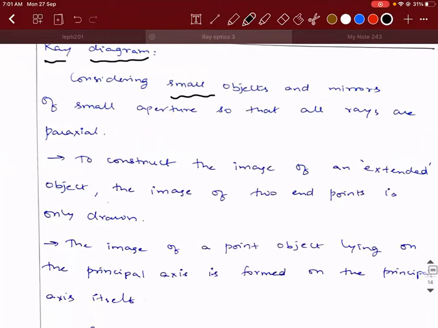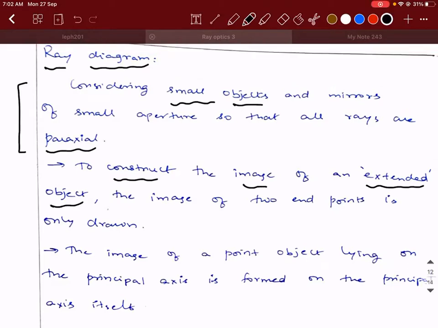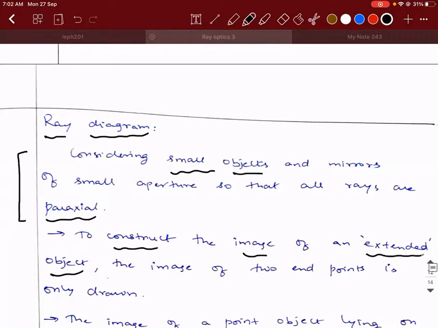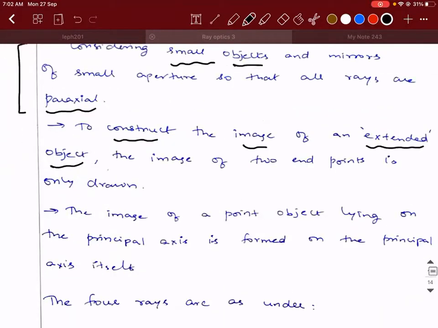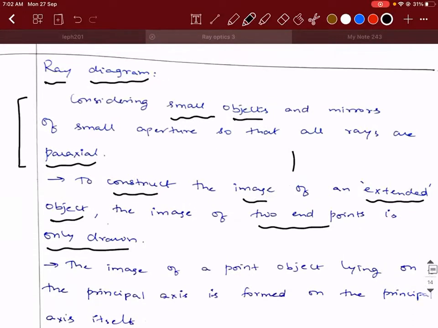So again, we'll be considering small objects and mirrors of small aperture so that all the rays are paraxial. Still, you will stick only to paraxial rays. To construct the image of an extended object, there are 2 kinds of objects that we can always speak about. One is a point object and second is an extended object. If you want to construct the image of an extended object, the image of the 2 point ends is only drawn. We will not draw it for the in-between points. That is, we will take the ray from the topmost point and from the bottommost point. Intermediate points are not considered for the ray diagram.